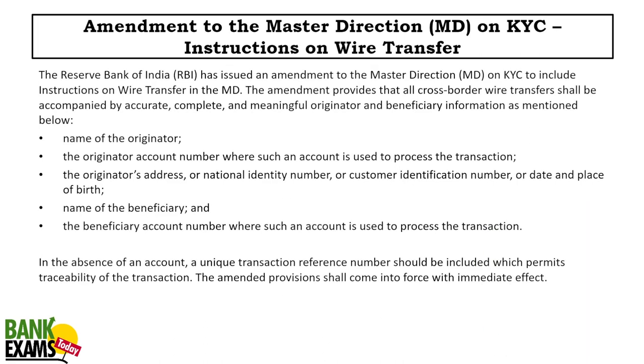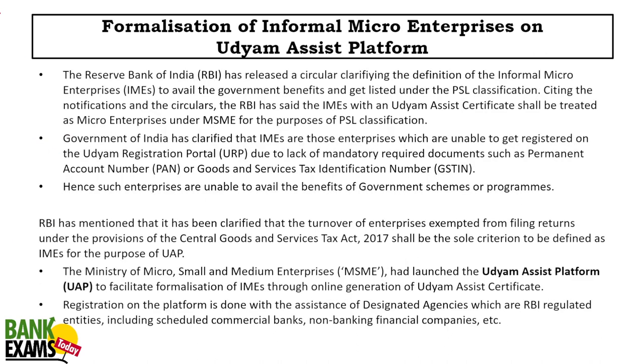So this is an RBI circular. Whatever the wire transfers, international wire transfers, outshore wire transfers, jo bhi wire transfers kar rahe hain, international, India se paisa bahar ja raha hai, right? So more details are required. This is a guideline for KYC. So the name of originator, account number of originator, right? Name of the beneficiary and address of the beneficiary, address of the originator, all that is required according to the RBI's guideline. Okay, ye master's directions hai for the international outshore wire transfers. Itni sari details chahiye.